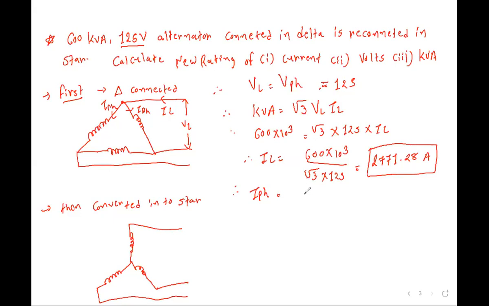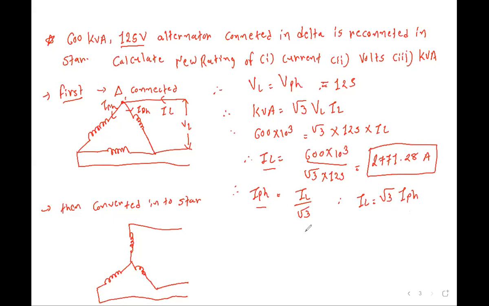See, I phase is equal to IL by root 3 actually. For delta connection, IL is always higher than my phase current. You can see here, this is my line current and it is divided into two parts. So my line current is always root 3 times my phase current. Suppose I have the line current and want to find the phase current. So IPH is equal to IL by root 3.